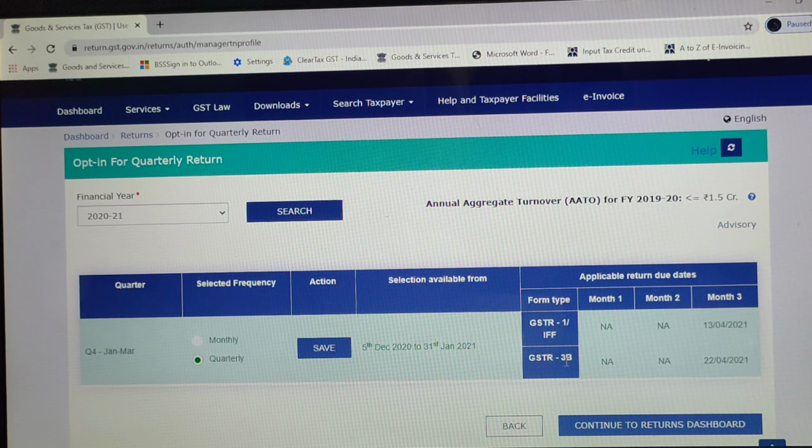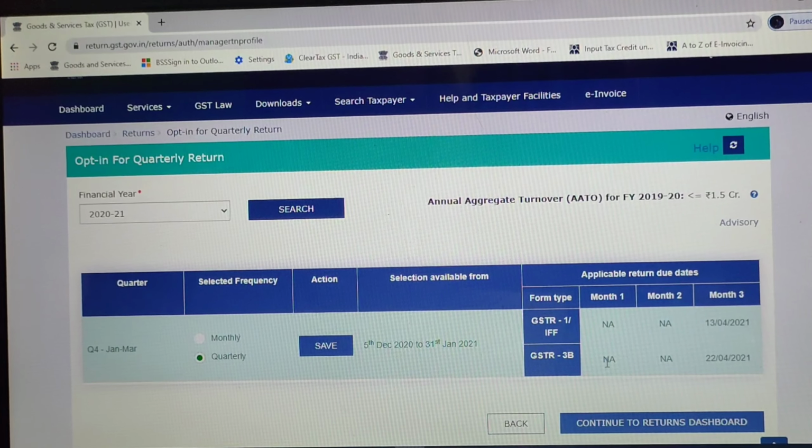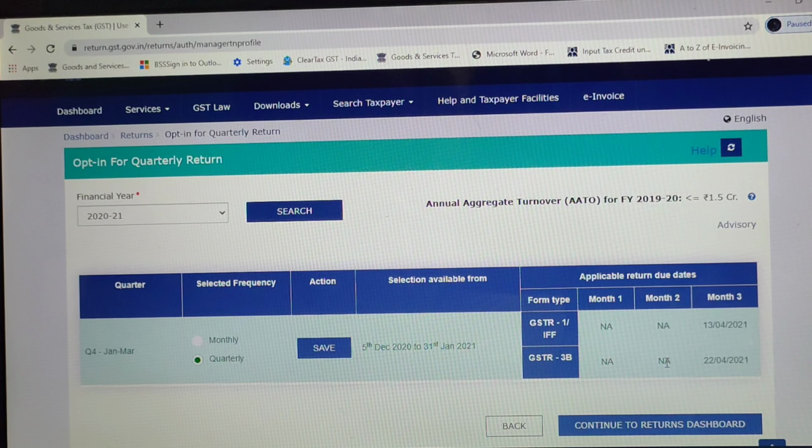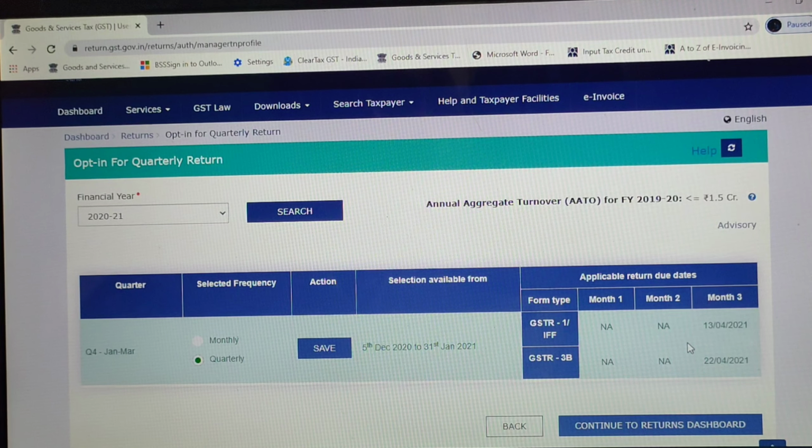And for 3B, you are not required to file GSTR 3B in month 1 and month 2 of this quarter, and you can file GSTR 3B in month 3. So by choosing this option, we can say that we are not required to file monthly returns and are required to file quarterly returns only. So let us discuss this scheme in detail, to whom it is applicable and who are eligible persons to avail this scheme.